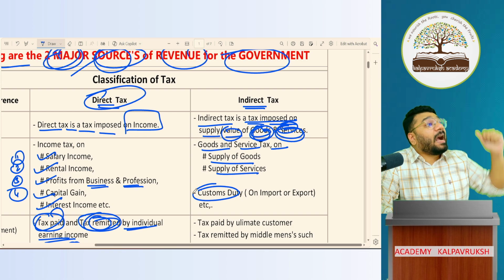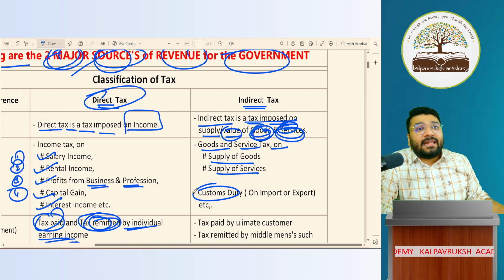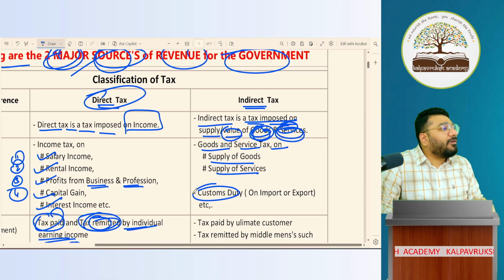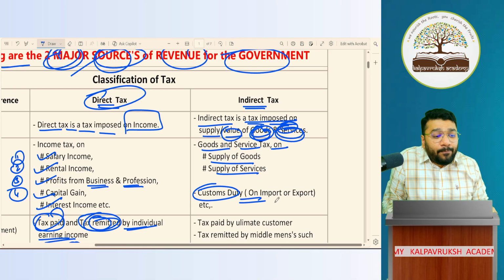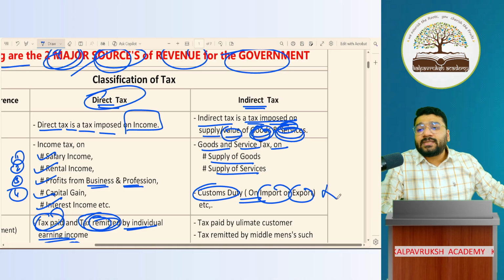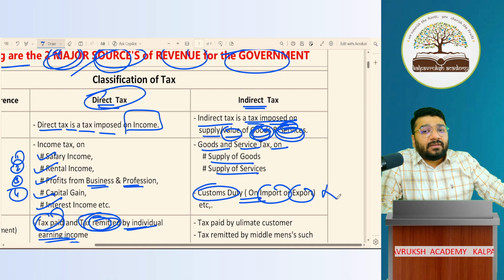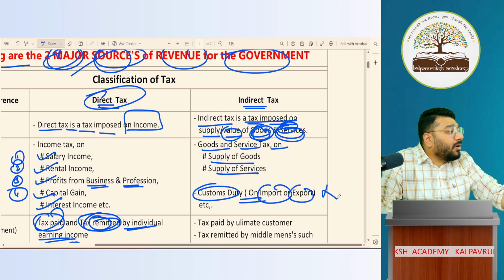So if you're buying any car from a foreign country, let's say you're buying a Ferrari from a foreign country, you have to pay customs duty, which is apart from GST. This also goes to the government. Got it? Not got it? So customs duty is also an indirect tax, which is applied on import and export. This is not a part of your syllabus in the foundation and inter level. This is there in the CA final level. Got it? Not got it?